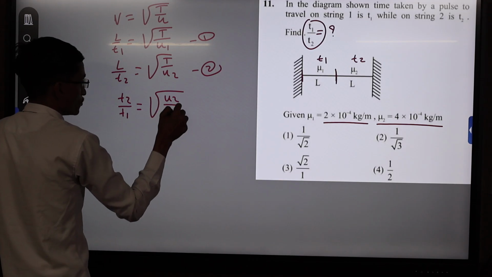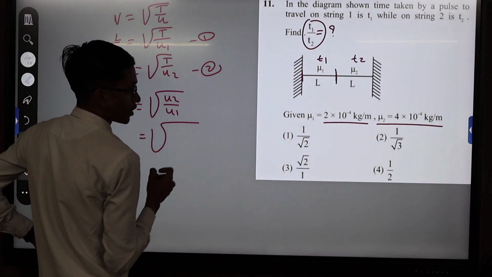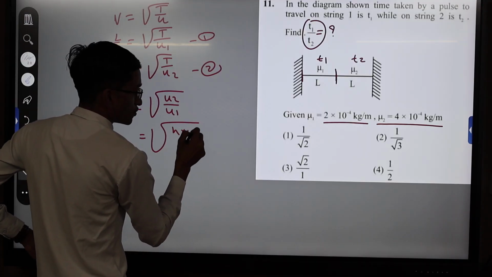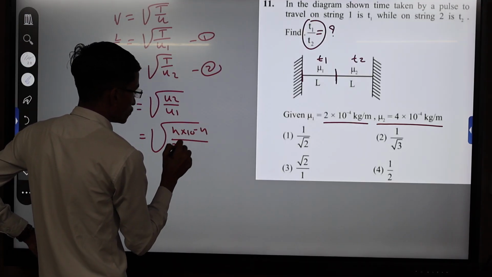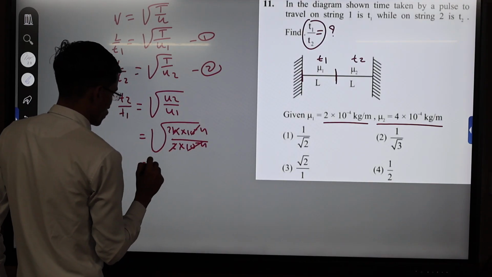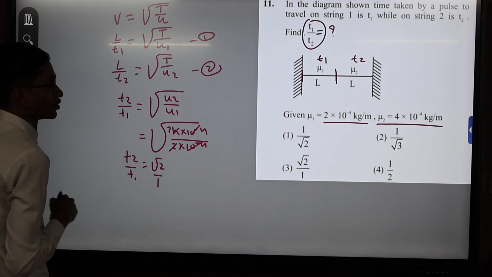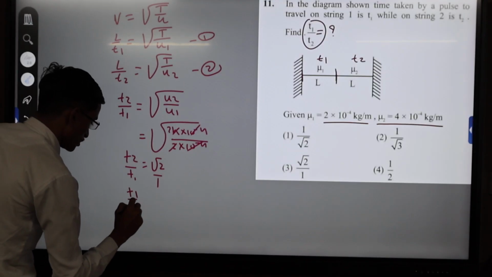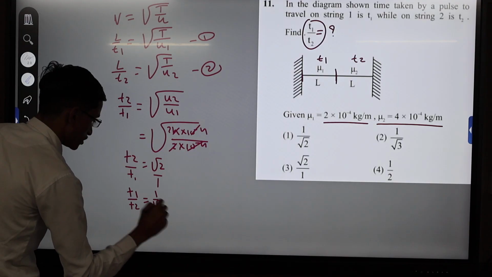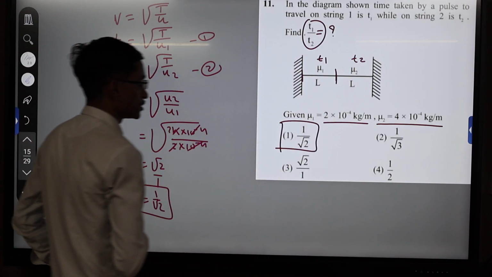under root mu2 by mu1. So the values of mu2 and mu1 are 4 into 10 raised to minus 4 and 2 into 10 raised to minus 4. So under root 2 by 1 is t2 by t1, and we have to find t1 by t2. So t1 by t2 is equal to 1 upon root 2. Okay, so our answer is 1.